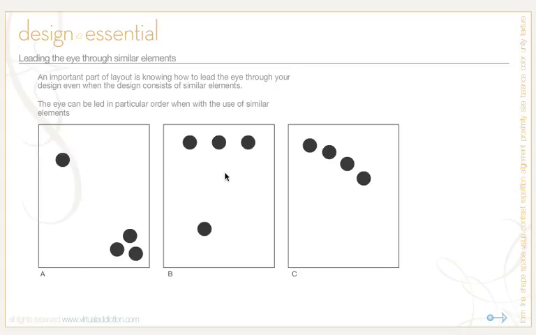In this example right here, 3 of the 4 shapes fall within a grid, and then the 4th falls outside of it. So where does your eye go first? Kind of like the first example, your eye is going to go to the single element that's set apart, the one that's outside of the grid. And then in this shape right here, the dots are arranged in a line, and it causes your eye to read them from left to right.